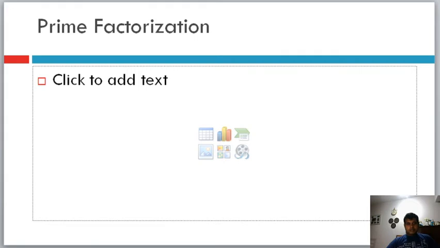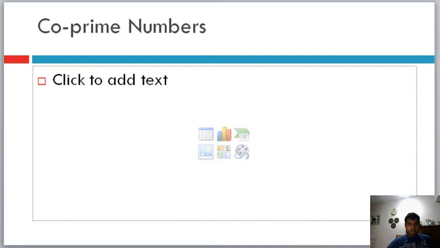My bad, I think there's some slide issue. So what I will do is start with prime factorization. Let me just drag it and take it below.